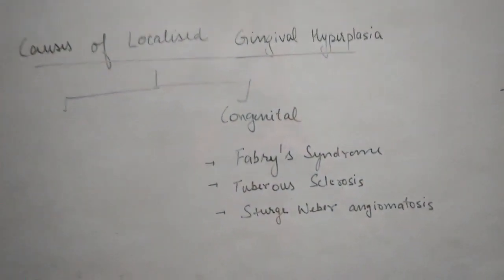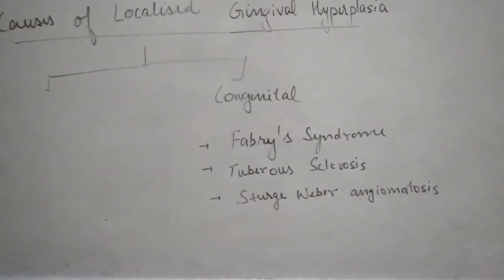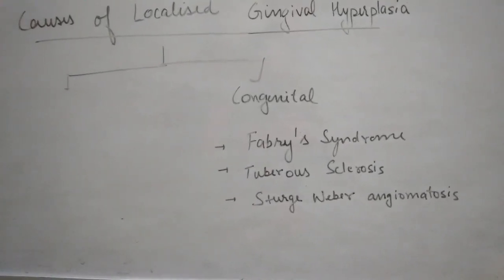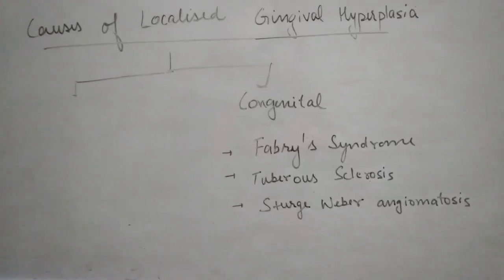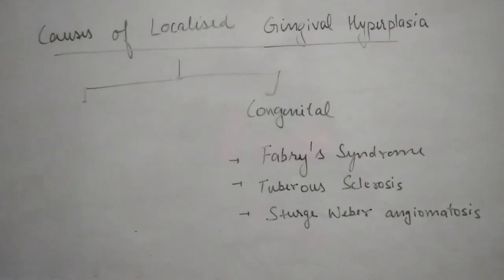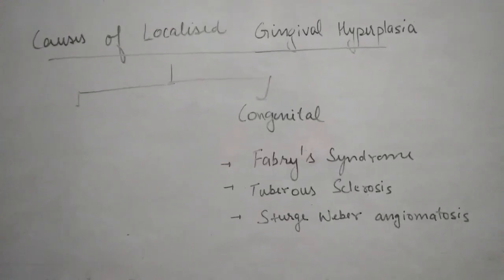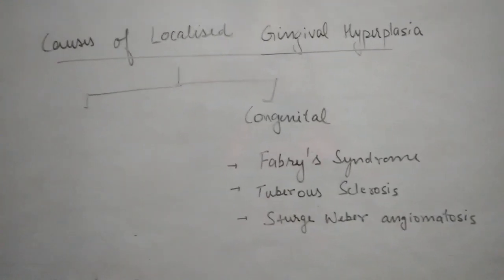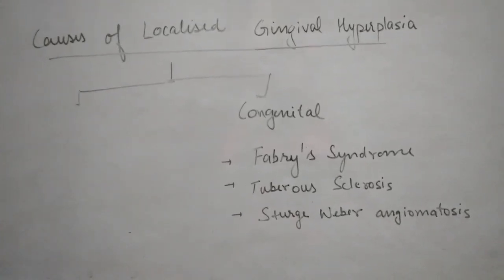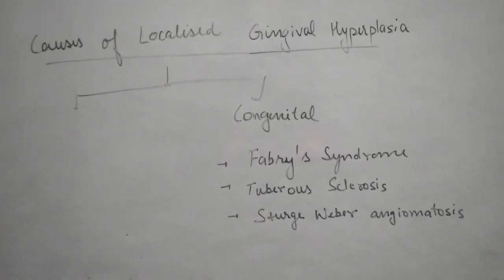Now we are discussing the congenital causes of localized gingival hyperplasia. The congenital causes are three. First is Fabry syndrome, second is tuberous sclerosis, and third is Sturge-Weber angiomatosis. As there are so many causes of localized as well as generalized gingival hyperplasia, you need not worry. Two to three causes are just important to know. Whole of the causes are not that important. But I have listed all of them so you can learn them all.